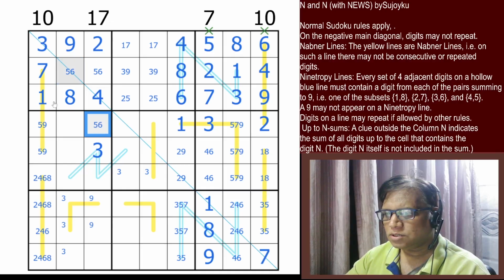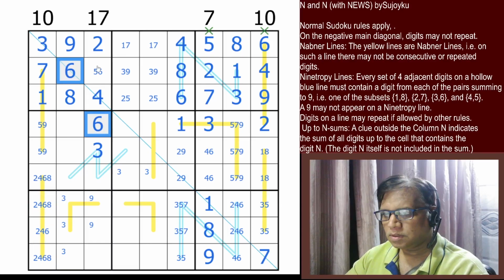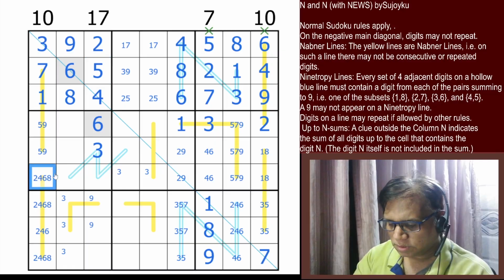Because where is this digit going to fit here? It has to be here. And where is this digit in this line? It has to be here. And what is that digit? It cannot be 5, because it is between 2, 4, 6, 8. So this has to be 6. That's 5. That's it. Remove 6 from here.